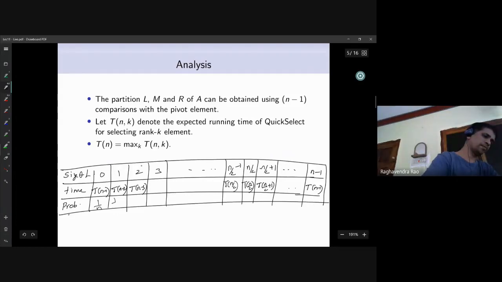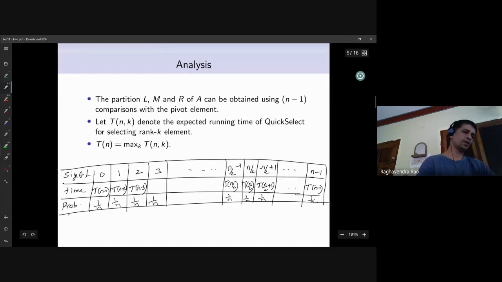So what are the probabilities? What is the probability of choosing a rank 1 element? Remember that size of L is 0 if rank of the pivot is 1. All of them are equally likely, so the probabilities are 1/n, 1/n, 1/n.